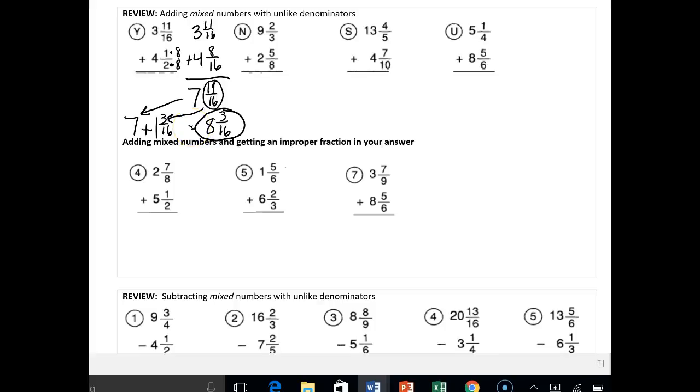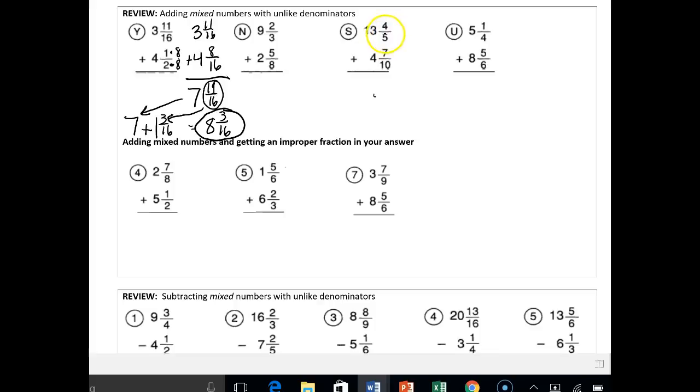So just to recap, you found common denominators, left the whole numbers the same, added them up, added your numerators, and made sure that this fraction was proper. In our case, it was improper. So therefore, we changed this improper part of the fraction to a mixed number, and then we just added it to our whole number.